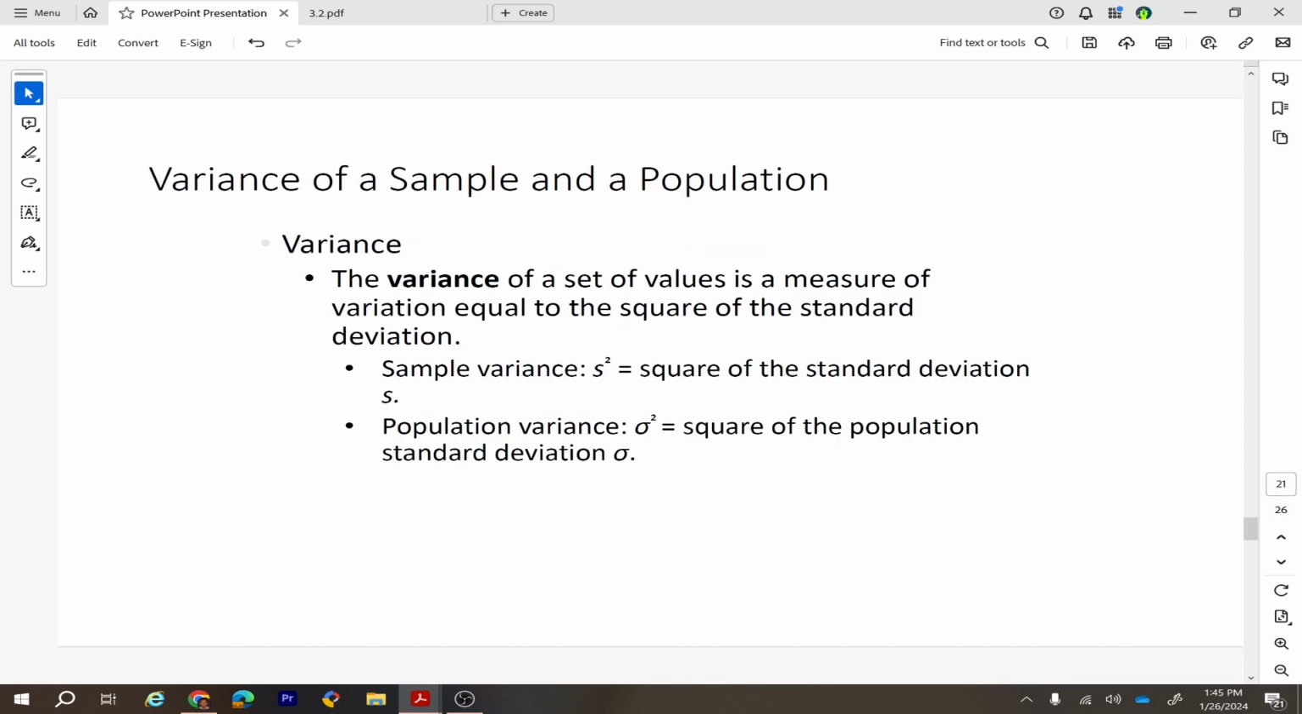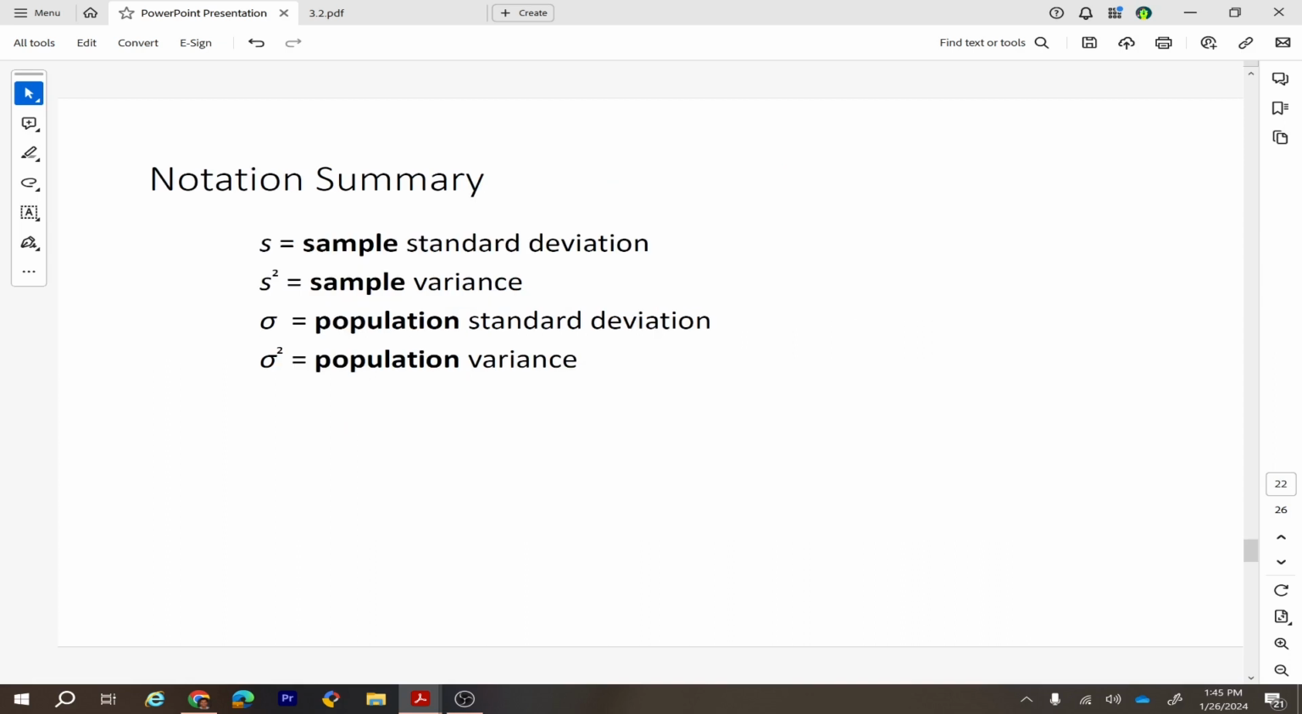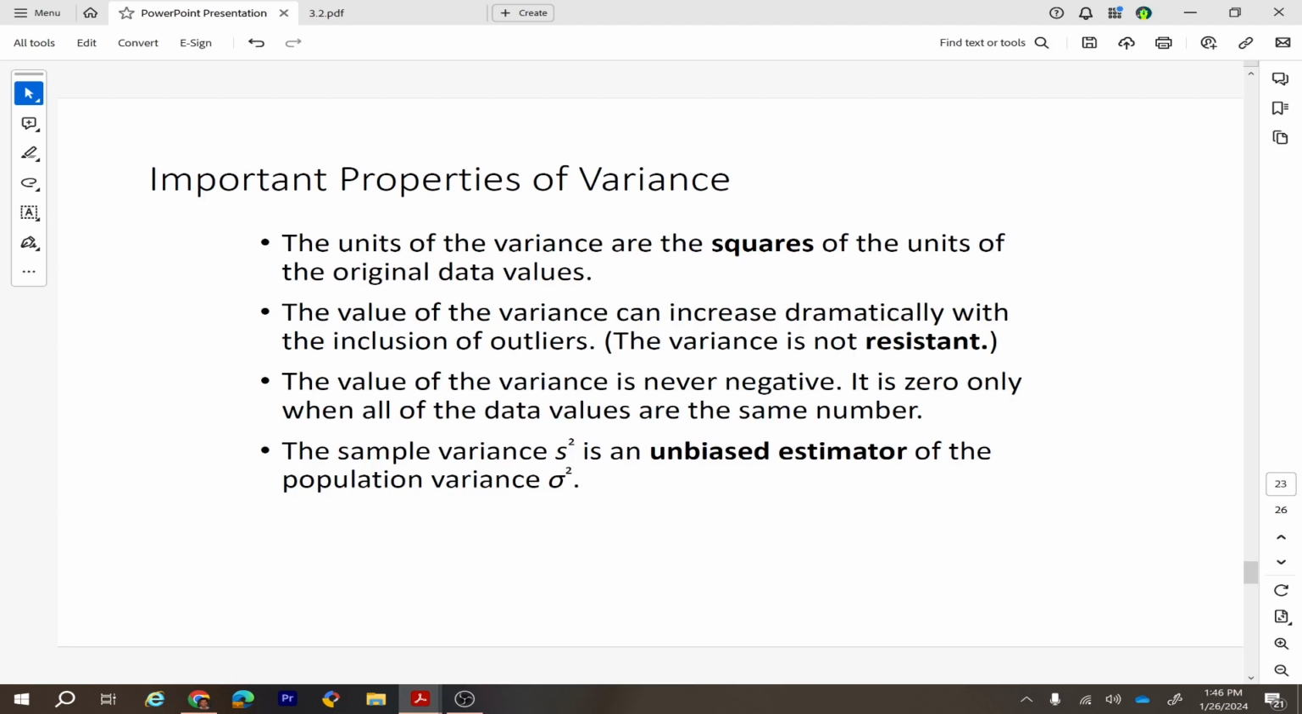So after standard deviation, you can find the variance, which is nothing but the square of the standard deviation. The square of the standard deviation is called variance. So these are the symbols you have to keep in mind. Notation: small s is the sample standard deviation, the square of the sample standard deviation is the sample variance, and then this is the symbol for the population standard deviation.